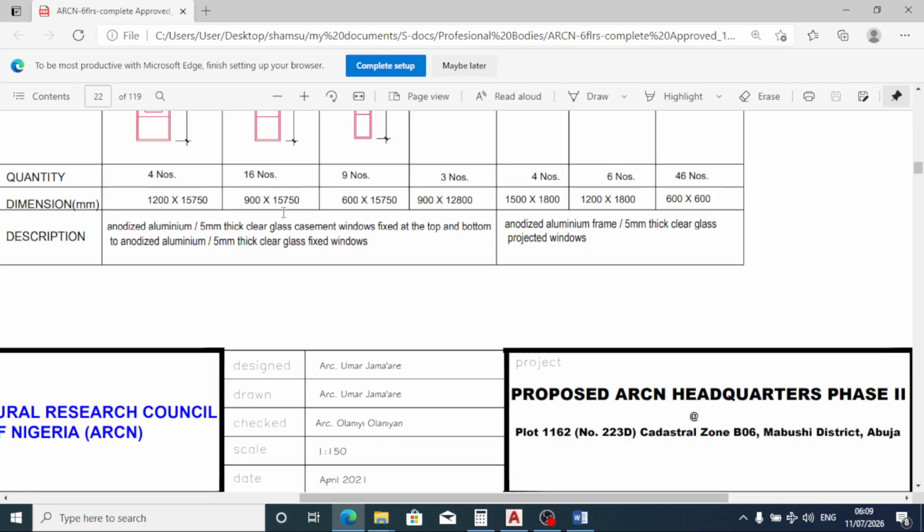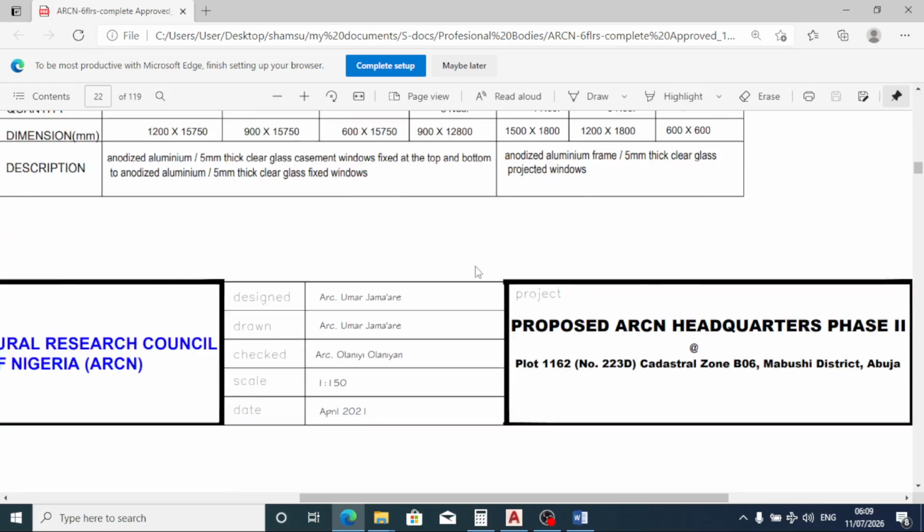The window this architect is proposing is anodized aluminium, 5 mm thick clear glass casement windows fixed at the top and bottom to anodized aluminium thick clear glass fixed windows. So this is a thick clear glass, maybe a double glazing glass.